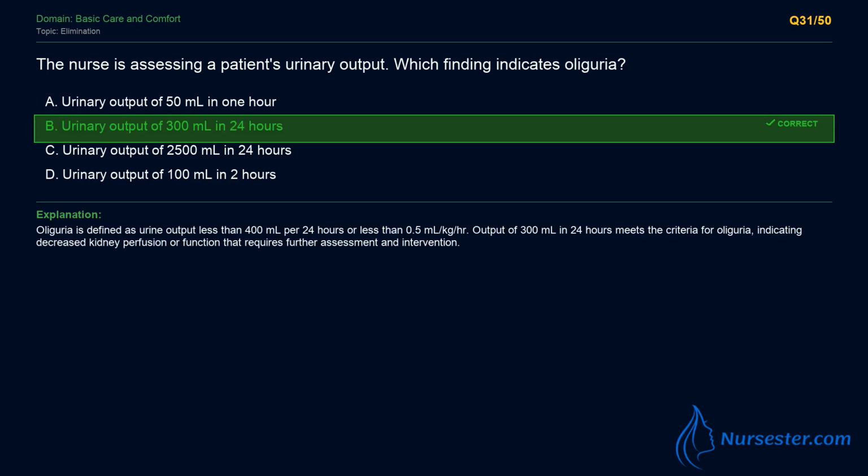The correct answer is B. Oliguria is defined as urine output less than 400 milliliters per 24 hours or less than 0.5 milliliters per kilogram per hour. Output of 300 milliliters in 24 hours meets the criteria for oliguria, indicating decreased kidney perfusion or function that requires further assessment and intervention.